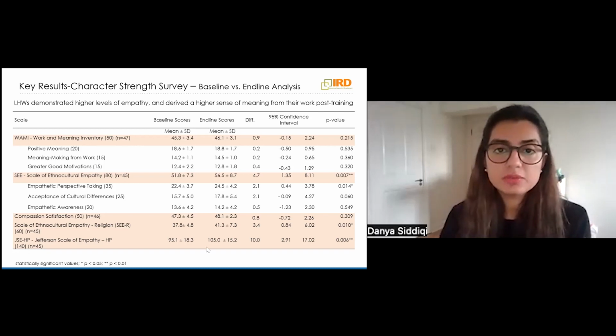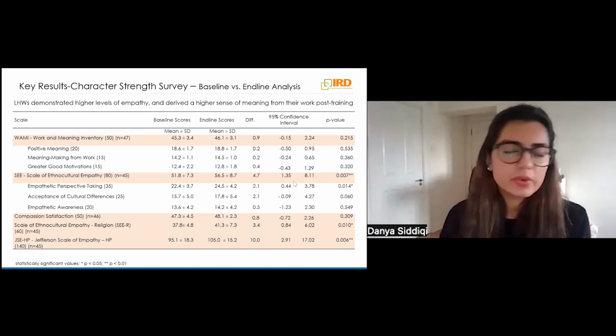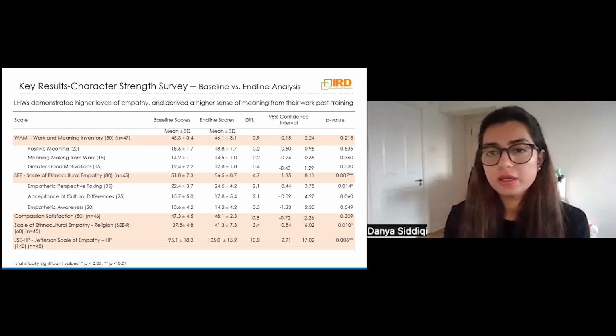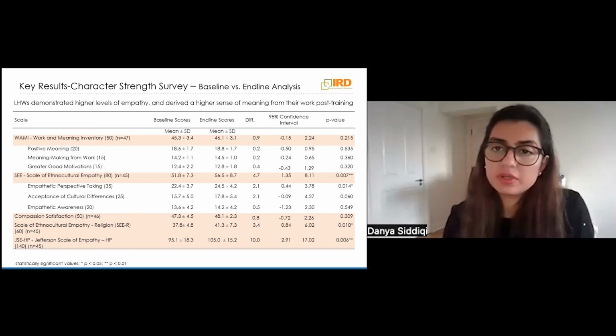The next column shows the means of the baseline scores with the standard deviations, and then the endline scores with the standard deviations. Without going into too much detail, what is relevant is to look at the column of differences between the baseline and the endline scores. We do see positive differences across all the scales, which essentially means that we saw an increase in all of those 5 character strength outcomes.